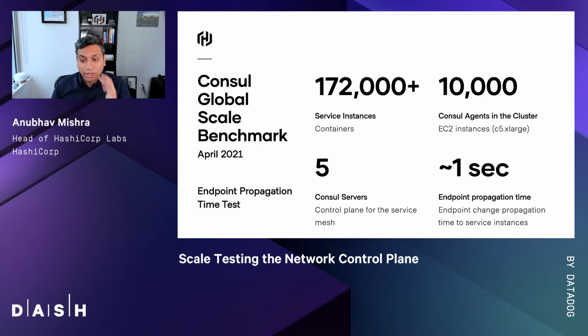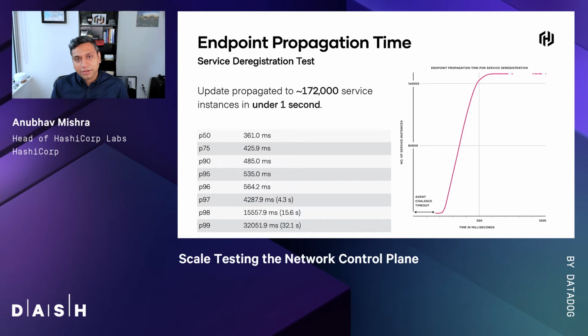So what we noticed is it took about a second for a change to propagate to about 172,000-plus containers, which is really, really impressive. And this is all powered using 5 Consul servers, which were the control plane for this mesh. And this is the graph that showcases the propagation time for a service deregistration event. On the x-axis, you'll notice the time is in milliseconds. On the y-axis, you see the number of service instances receiving or seeing the event. And you can also see the latency distribution all the way from P50 to P99.